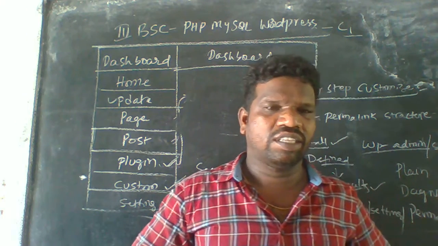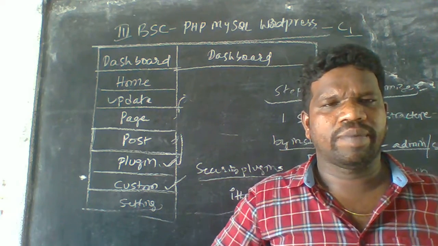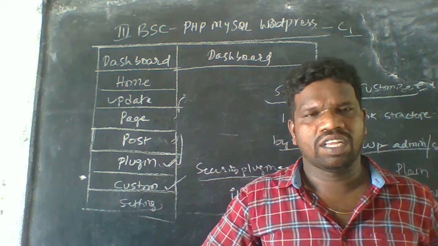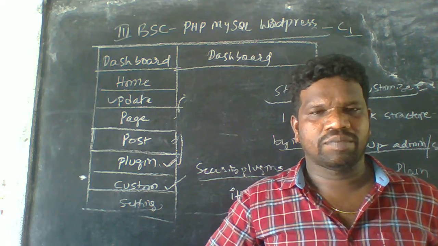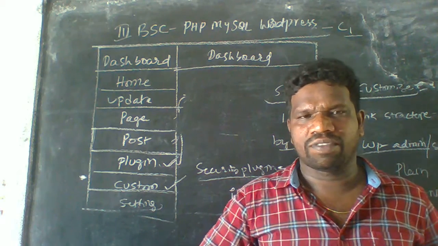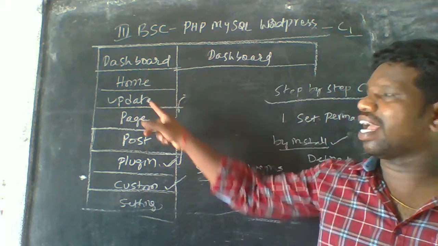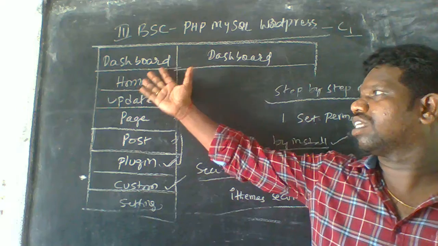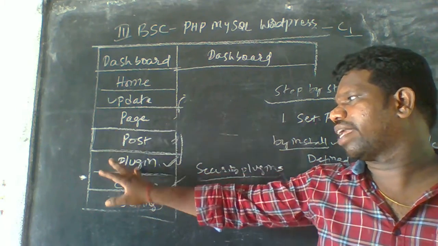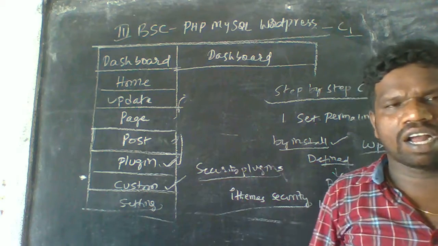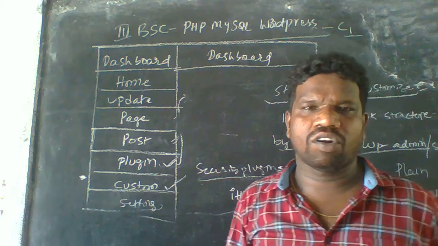There is also a fifth unit, which has MySQL functions. Functions can also be discussed in the third and second units, so we have to be ready for the exams with the papers. Coming to the fifth unit, we have to learn about the dashboard. The dashboard contains a number of tabs: home, updates, posts, plugins, custom settings, media, and many other options. These are called customizing WordPress.